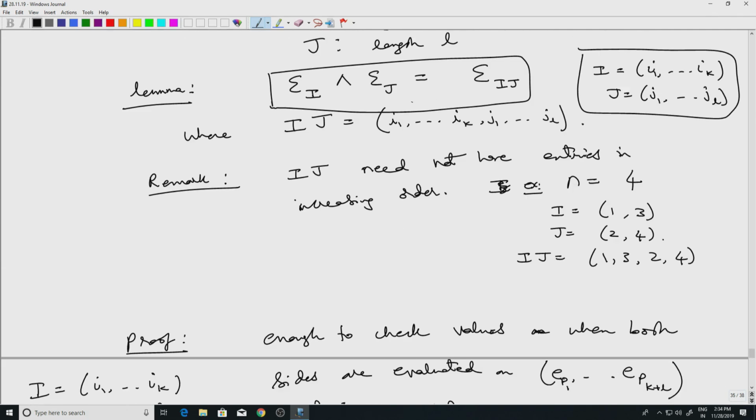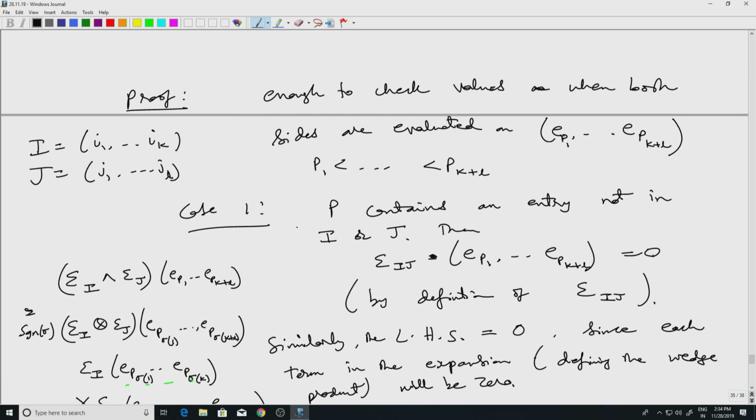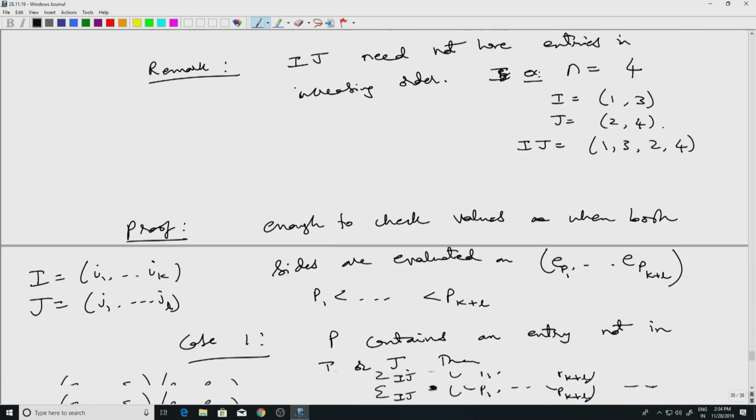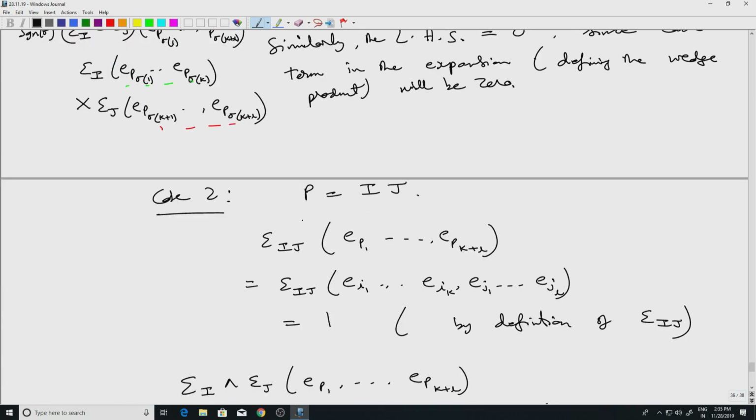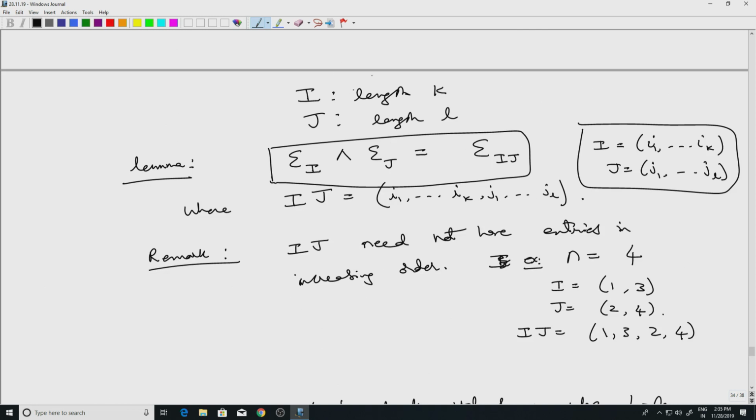The main lemma, as it turns out, for proving that is the following simple looking thing, namely these forms epsilon I that I had defined last time. I have this property: epsilon I wedge epsilon J is epsilon IJ, where IJ is the concatenation of the two multi-indices I and J. So we wanted to check this, and as usual, these being alternating forms, it's enough to check their actions on basis vectors.